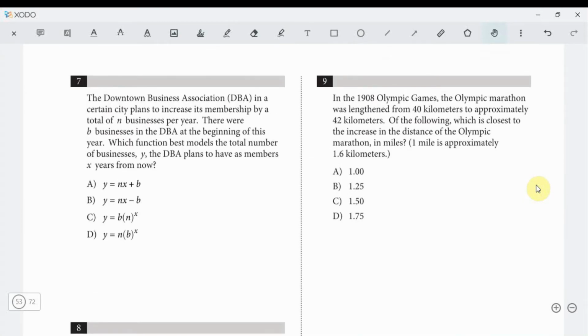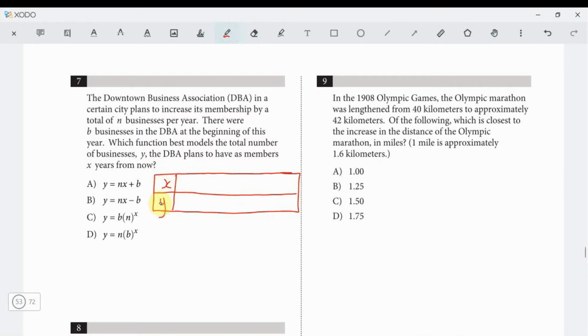Alright, question number 7. Question number 7 says the Downtown Business Association in a certain city plans to increase its membership by a total of N businesses per year. So guys, it's increasing linearly. So always start to have an idea of what's happening. Let's say X is the number of years that the business is in operation, and Y is the amount of membership that's increasing per year.